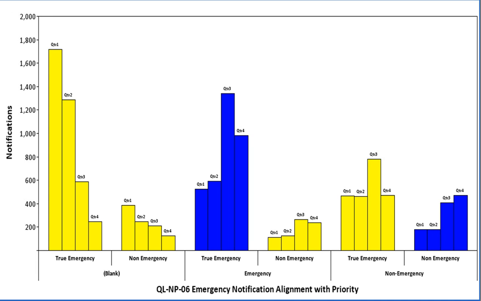This graph shows emergency notification alignment with priority. The blue represents true emergency alignment.